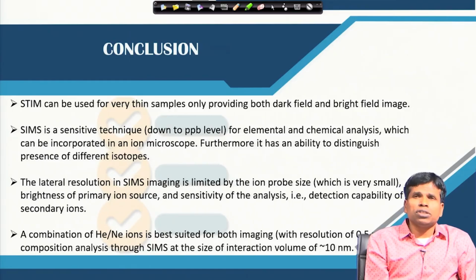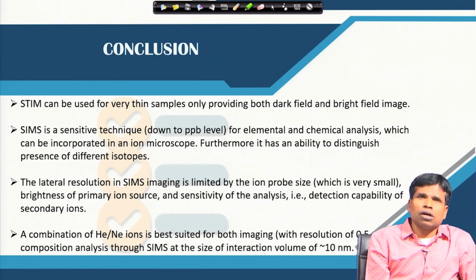And for composition analysis in a helium ion microscope, SIMS is the best alternative available today. It is very sensitive. Its sensitivity is down to the parts per billion level for elemental and chemical analysis that can be done with a helium ion microscope. Another important thing is that the resolution of the helium ion microscope is an ultimate surface resolution down to 0.5 nanometer.